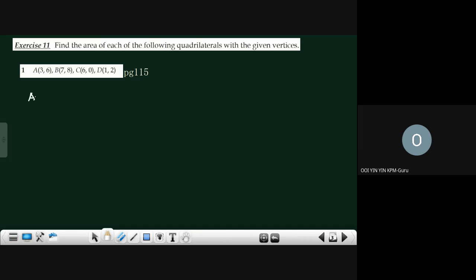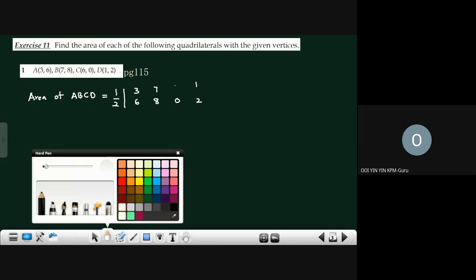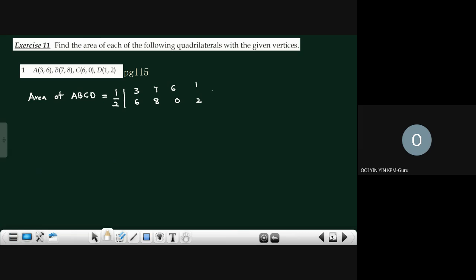To find your area of A, B, C, D, same: 1 over 2, modulus, don't forget. Your first point is 3, 6, second point 7, 8, third point 6, 0, fourth point 1, 2. And then the last, repeat back your first point, which is 3, 6. Remember, if it has 4 sides, you must have 5 points here, because the last one you repeat back the first point.